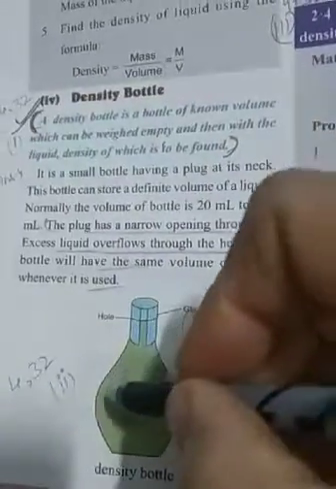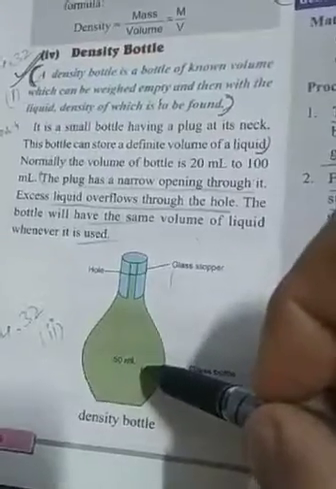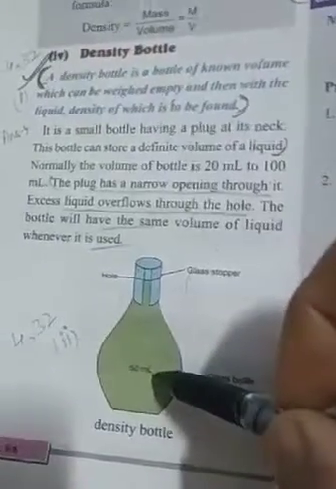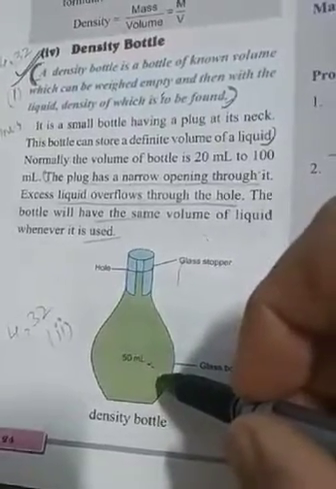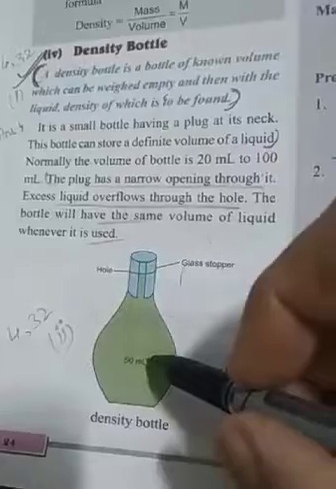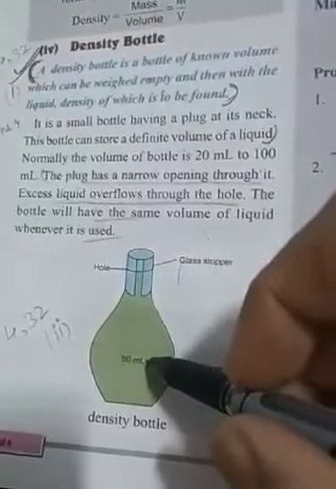So what will you take? You take this empty bottle, whose volume is fixed, volume that we already know, if it is 20 milliliter or 50. So here in this case we have 50 milliliter water. So volume is given, we have to find the mass.